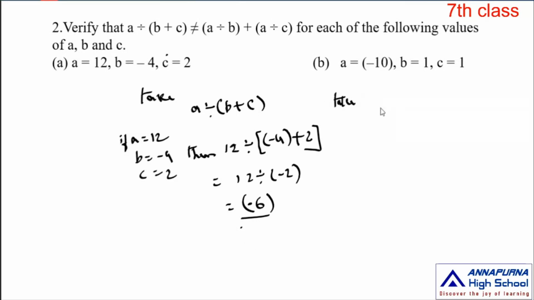Now take RHS. Let me do here. Take A divided by B plus A divided by C. So what is the value of A? 12. 12 divided by B means minus 4. Minus 4. This is plus A means 12 divided by C. The value is 2.